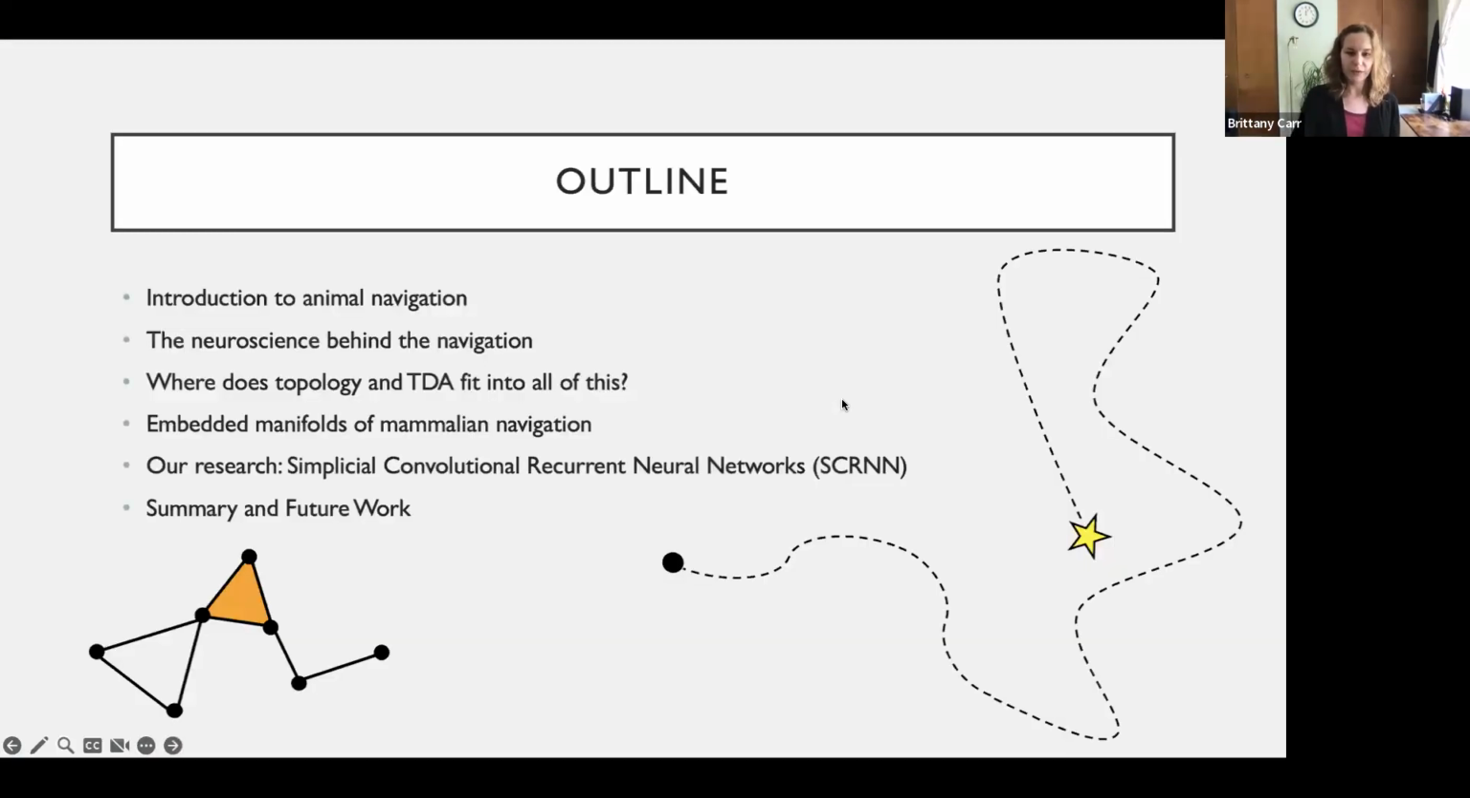So to give you a quick outline of what we're going to talk about today, we'll have a little introduction into animal navigation. We'll look at the neuroscience behind the navigation. And then a natural question to ask in some sort of math class is, where does the math fit into all of this? So we'll talk about that a little bit. And we'll look at embedded manifolds of mammalian navigation. And then I'll talk a little bit about the work that I've been doing with one of the graduate students, Eddie Mitchell, out of University of Tennessee, and our work on something called the simplicial convolutional recurrent neural network. So we'll end with a summary like all good talks do, and then I'll talk a little bit about our future work and where we're going.